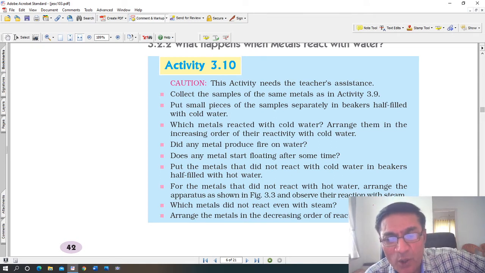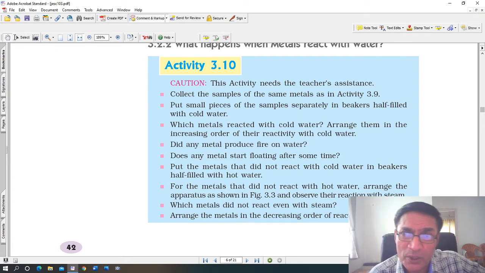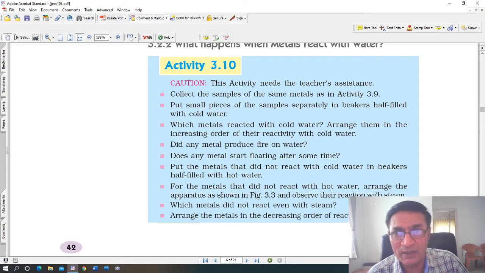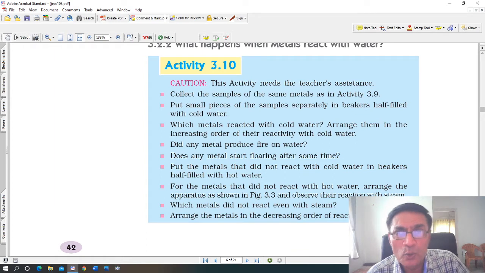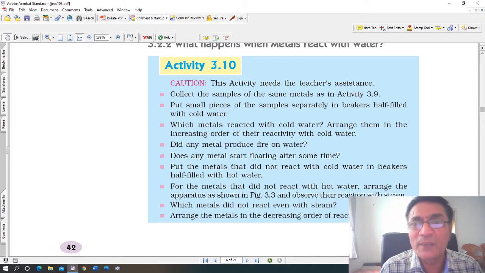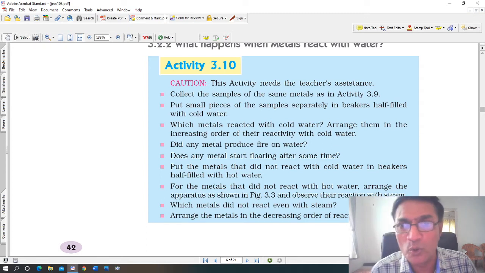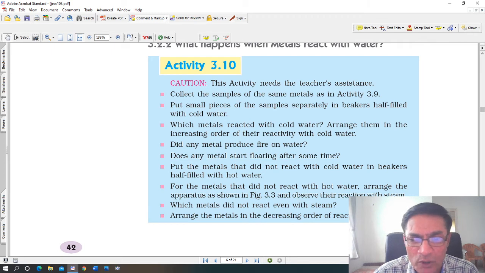Put the metals that did not react with cold water in beakers half filled with hot water. ना फिर हॉट वाटर के साथ टेस्ट करो. जो सोडियम और पोटेशियम को बाजू में रख दो, क्योंकि वो तो कोल्ड वाटर के साथ भी रिएक्ट करते हैं. अब दूसरे को हॉट वाटर में डालो. हॉट वाटर के साथ जो रिएक्ट करते हैं उसको बाजू में रख दो, जो नहीं रिएक्ट करते हैं उसको स्टीम के साथ रिएक्ट करो. स्टीम के साथ जो भी रिएक्ट नहीं करते हैं उसको अलग कर दो. सो दैट इज हाउ यू कम टू नो which metals react with hot water, cold water and with steam. Right? Then put the metals down, did not react with hot water, arrange the apparatus and find out whether they react with steam or not.